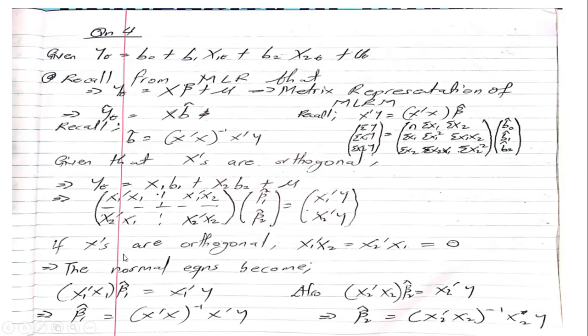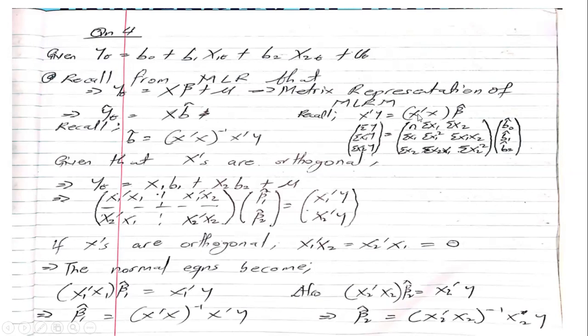So if the x's are orthogonal, then as I said earlier, orthogonality means they don't have any relation. So it means that x1 prime x2 will be equal to x2 prime x1, and both of them will be 0 because they don't have any relationship. So because of the orthogonality, from the normal equation, this is what we are going to get.